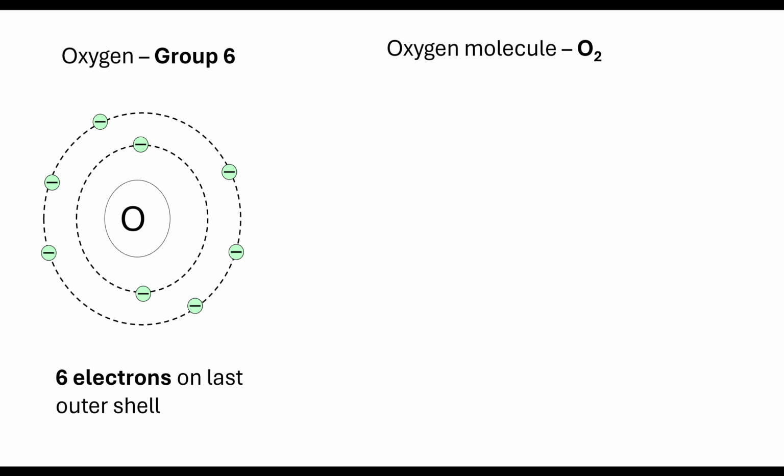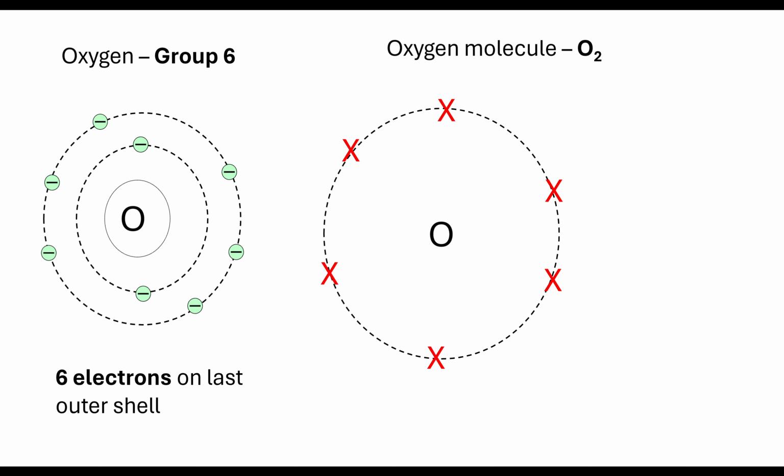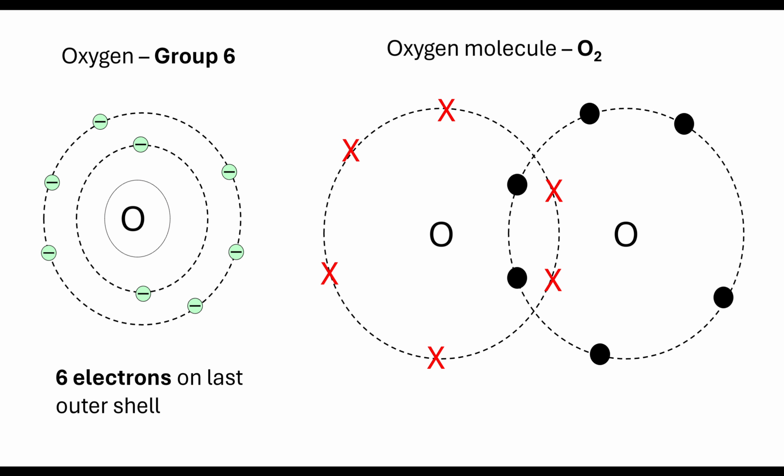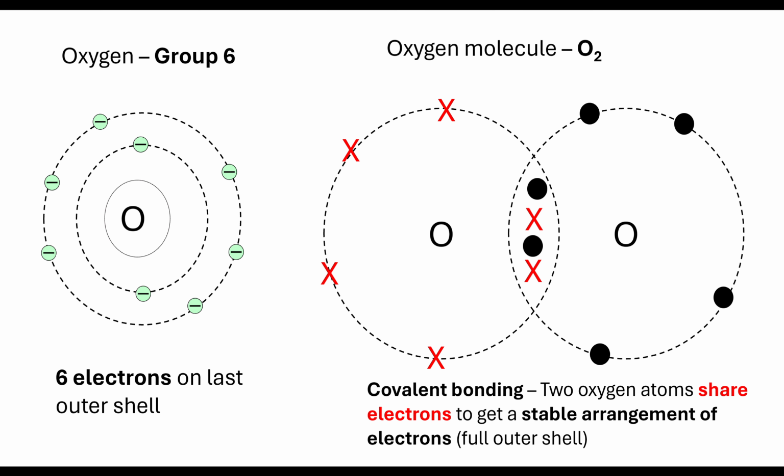Well, a molecule of oxygen is always diatomic, so 2 atoms being held together. They are non-metals, therefore that tells me that they are going to be sharing their electrons. So if I have one atom with 6 electrons and another atom with 6 electrons, they're going to share those electrons, both getting a stable arrangement of electrons, both having a full outer shell. Because they are sharing 2 pairs of electrons, we say that they are bonded by 2 covalent bonds.